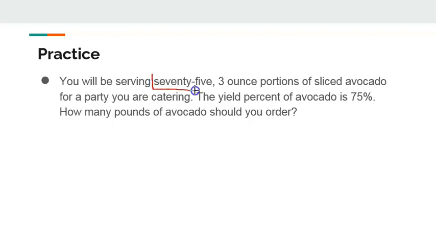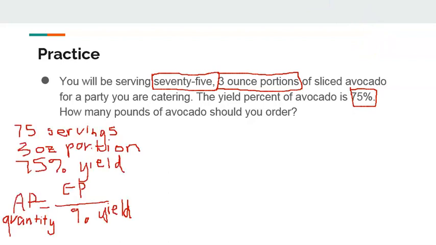So like I told y'all in class, always circle, I'll put it in a square like I do, the important information in the question. So the important information is that there's 75 servings, 3-ounce portions, and the yield percent of avocado is 75%. Then you take the important information and list it: 75 servings, a 3-ounce portion, and a 75% yield.